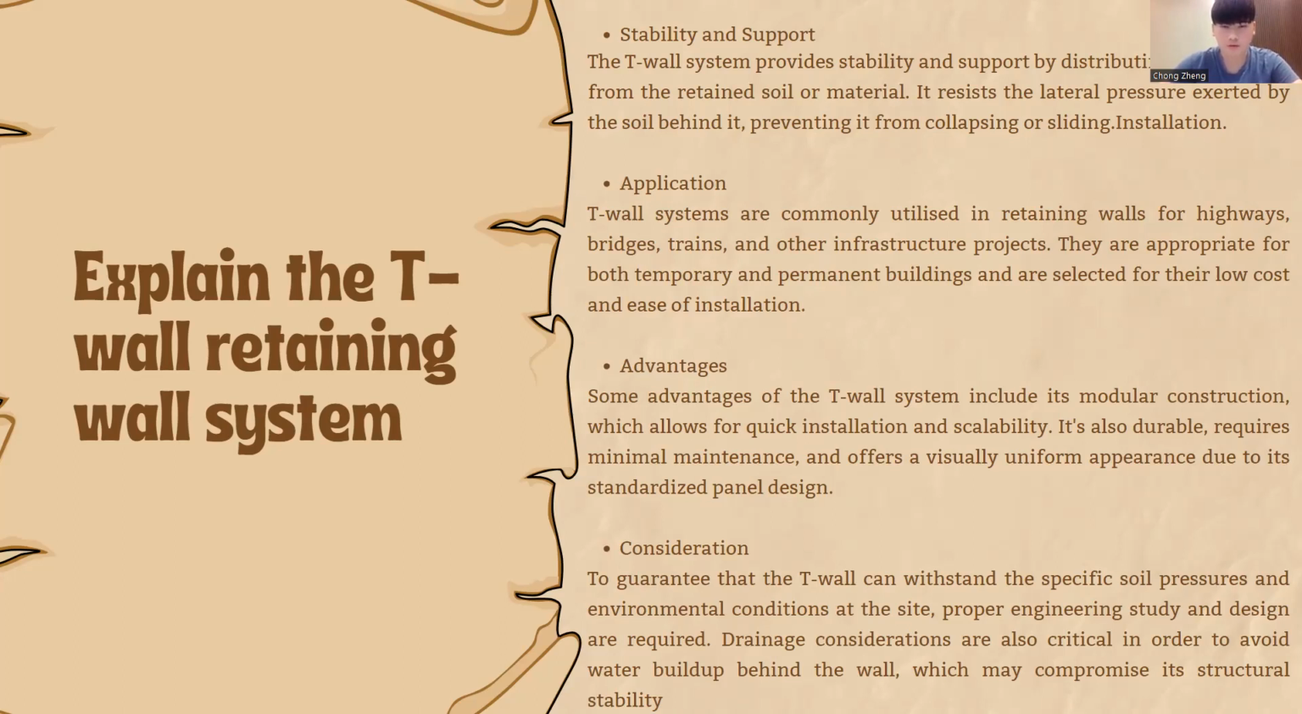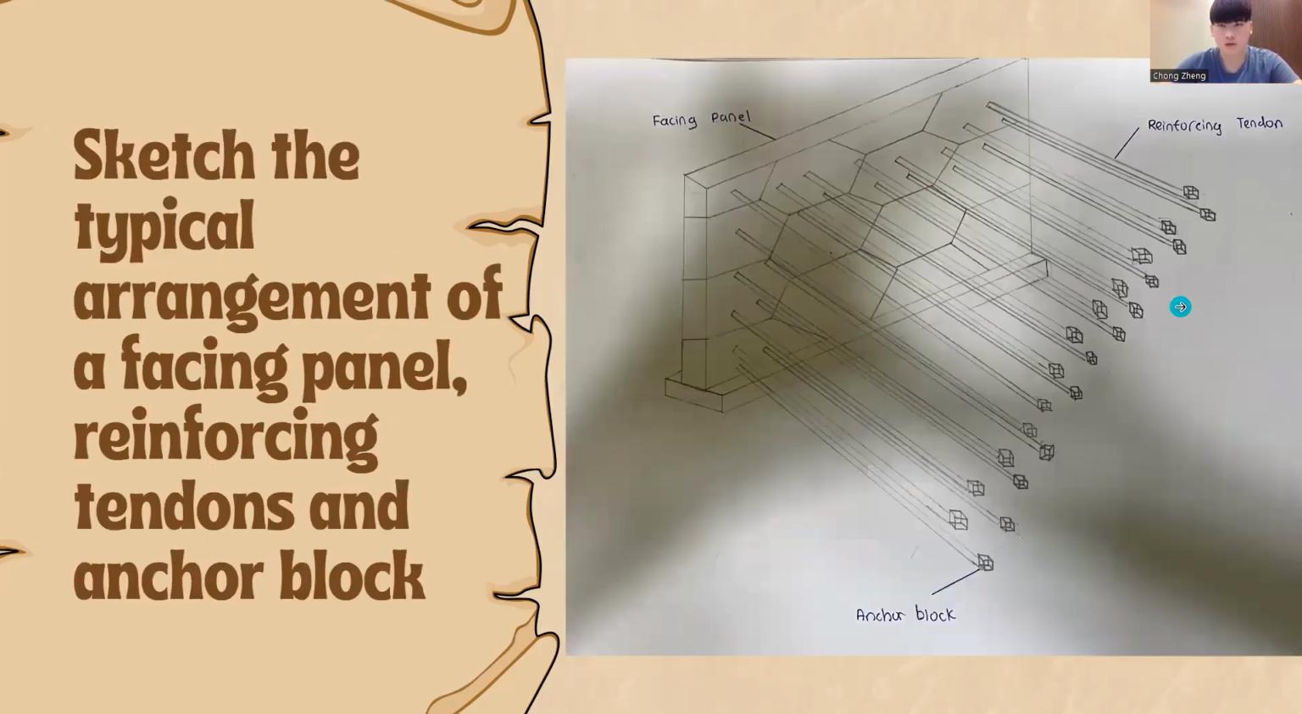And the last point I want to mention is the consideration. To guarantee that the T-wall can withstand the specific soil pressure and environmental conditions at the site, proper engineering study and design are required. Drainage considerations are also critical in order to avoid water buildup behind the wall, which may compromise its structural stability. So now I will pass my time to Darren to present.